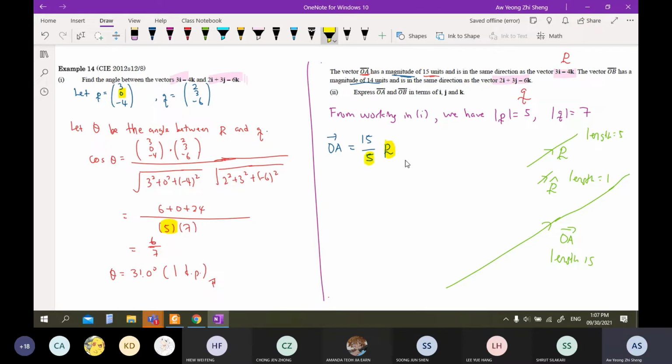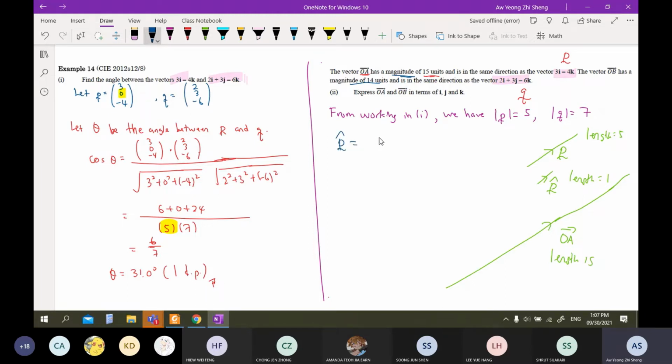P divided by 5 is actually the unit vector of P. And then you magnify it 15 times. Okay, this is a fast way to do that. If you want to do it step by step, of course, that's no problem. If you want to do it step by step, then you can find P hat first.